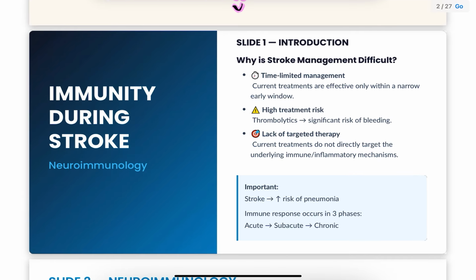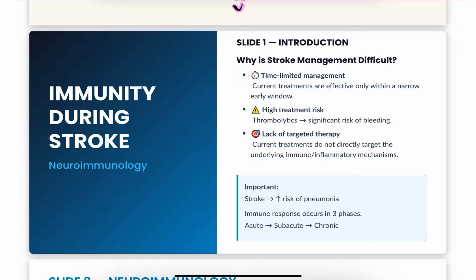So, before we start and get into the immunology, I want us to first understand why stroke management is actually difficult. Why is it such a major challenge? We have three important limitations that I need to discuss. First of all, the time limit. We know that the treatments we currently have are most effective when they're given early after the stroke. So the therapeutic window is quite narrow. So time is the most important factor.